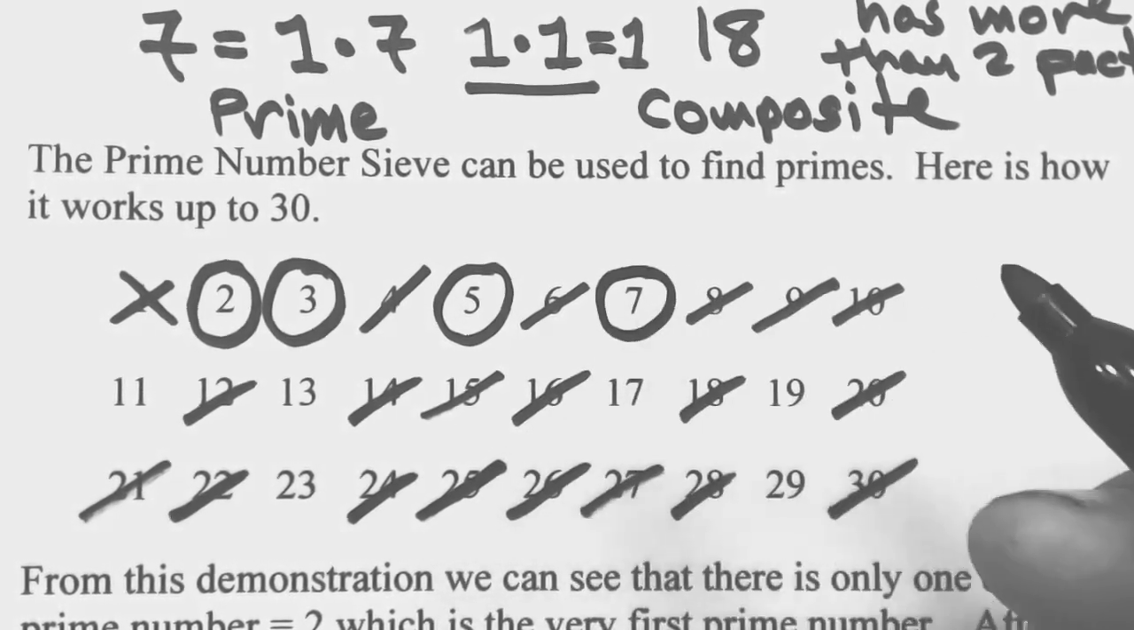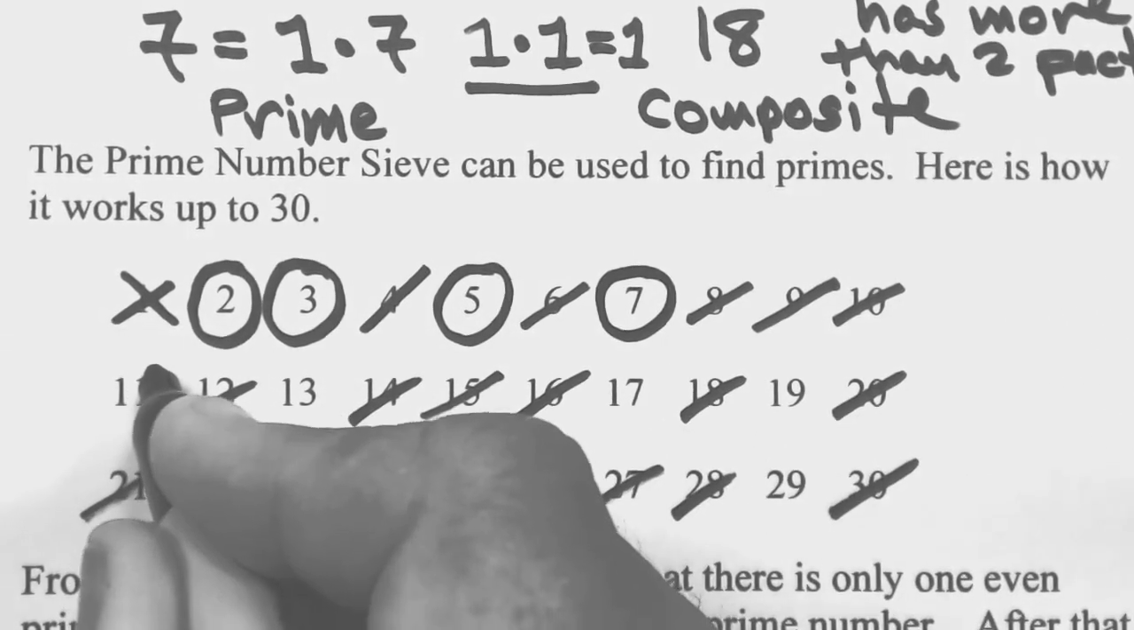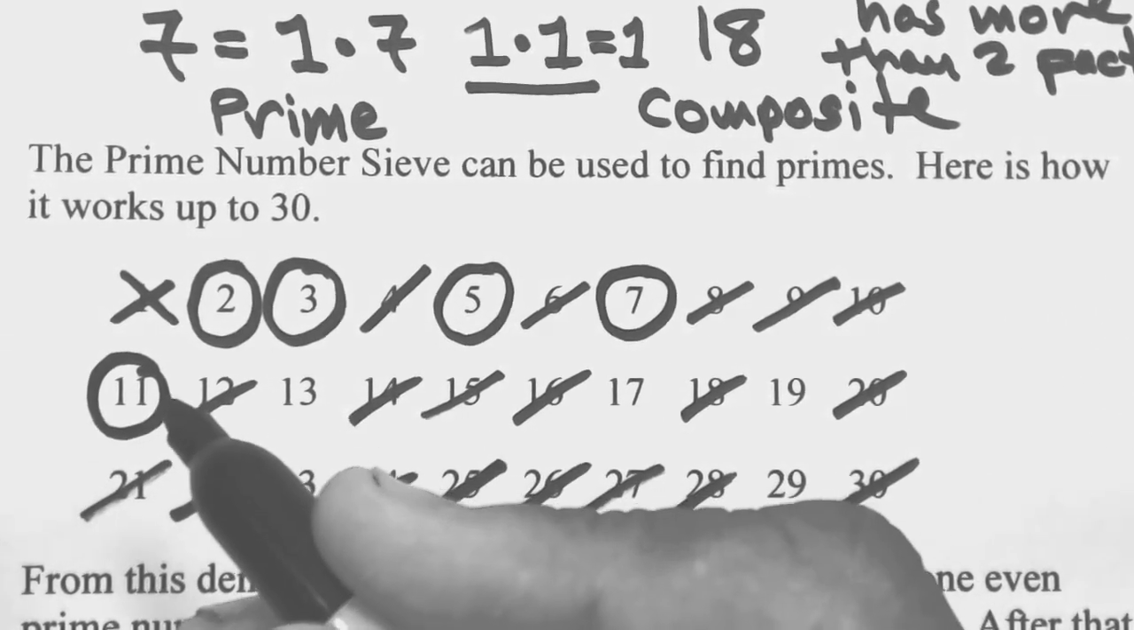So let's circle them. 7 is prime. All you can do is 1 times 7. 11 is also prime. 1 times 11.